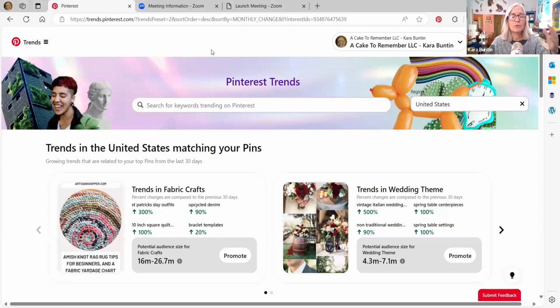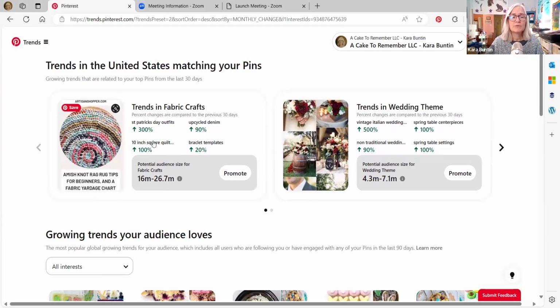Okay, so when you're in Pinterest trends, you can either just search a keyword, see what the trend for it is, and it'll give you a chart for the last year. You can see what kinds of things match the pins that you have up there already. But pay attention to this because here's trends in wedding theme, and I might want to do some wedding themed pins that would go up now.